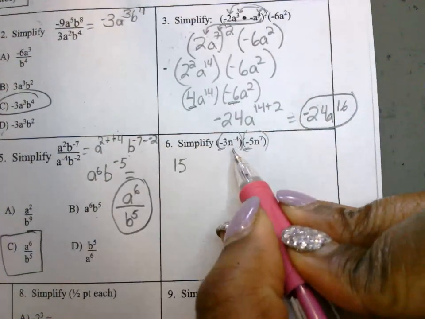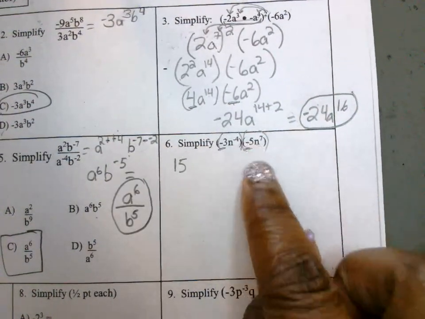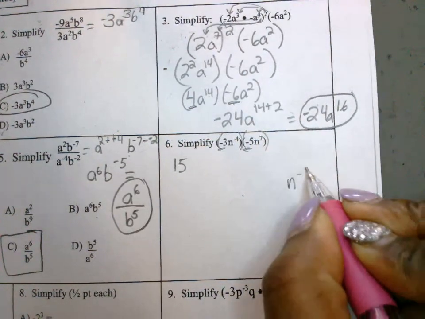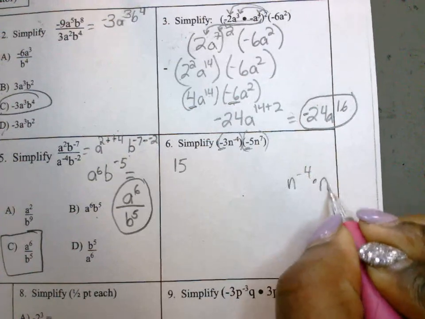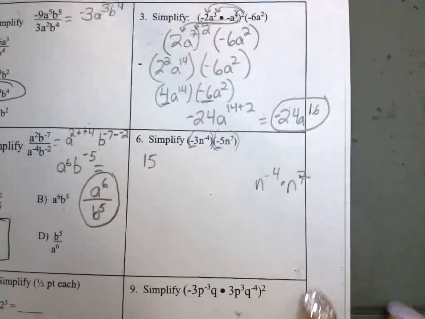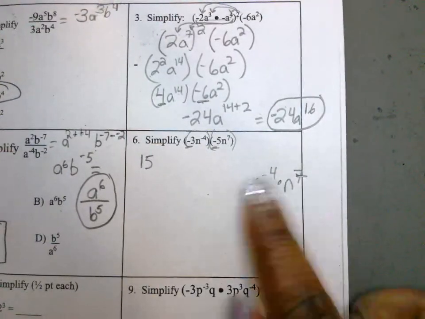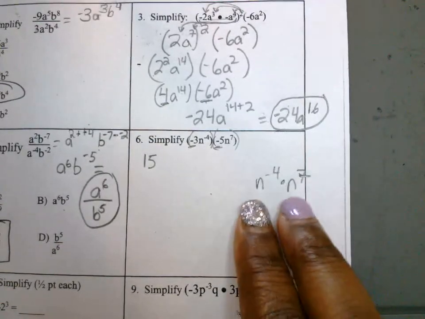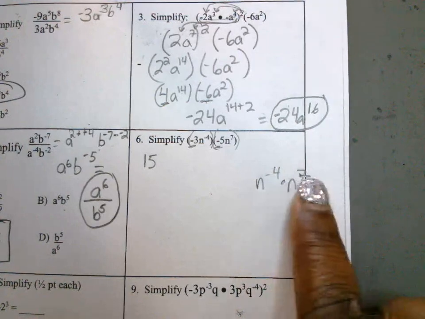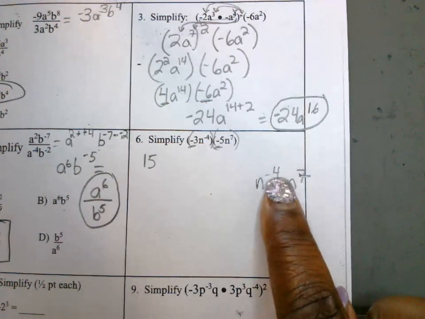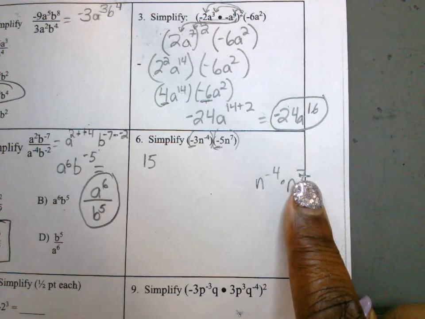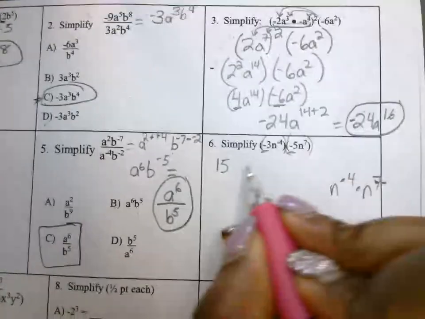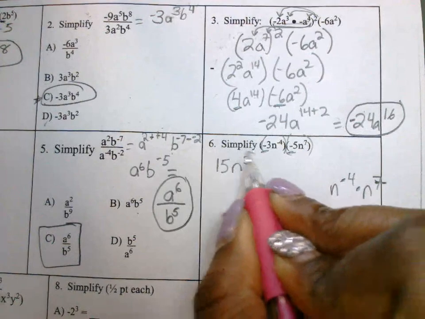Now we got to do n to the negative 4 times n to the positive 7. How do we do this? What do we do with the exponents? Add them. When you multiply exponents with like bases, add the exponents. What is negative 4 plus 7? I'm sorry. Yes, it is 3. Negative 4 is what I meant to say. So this is n to the third.